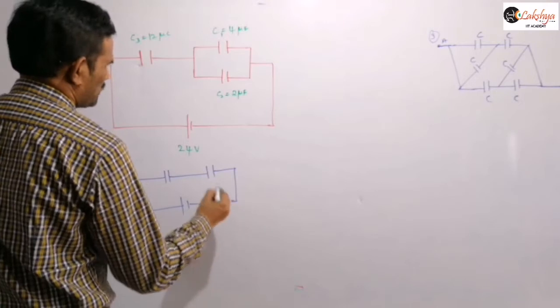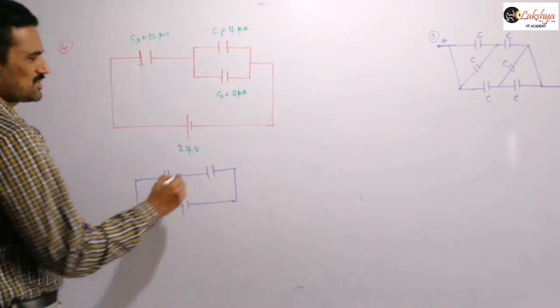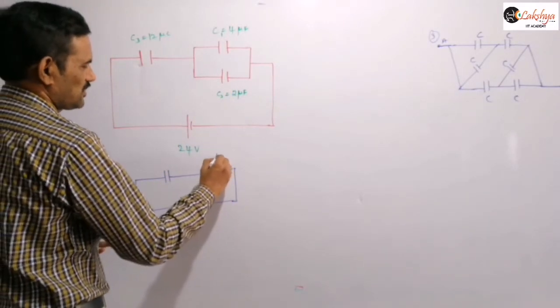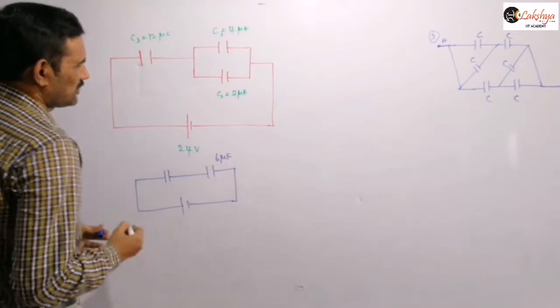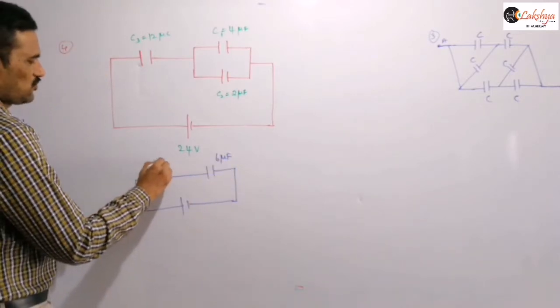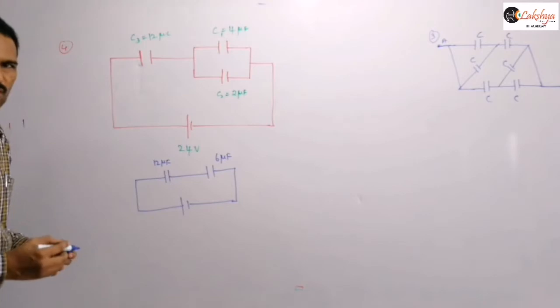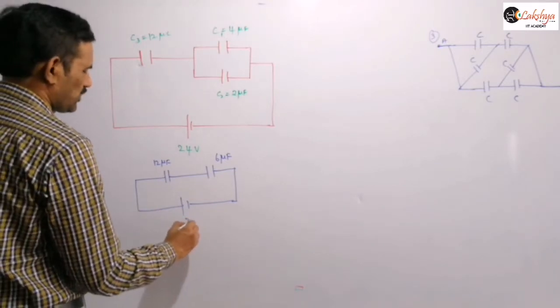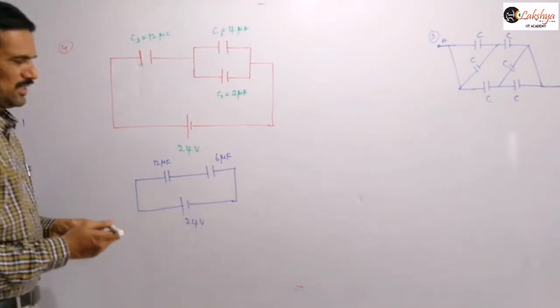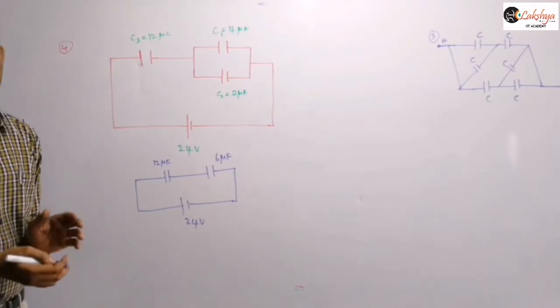Now this is nothing but the circuit. Now the C1, C2 effective is nothing but C1 plus C2, we need to write. So 6 microfarad, right? And this will be 12 microfarad. And so now this is 24 volts. Now here you can solve it in two ways.